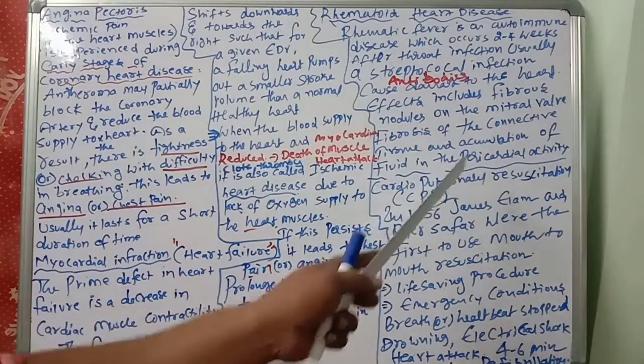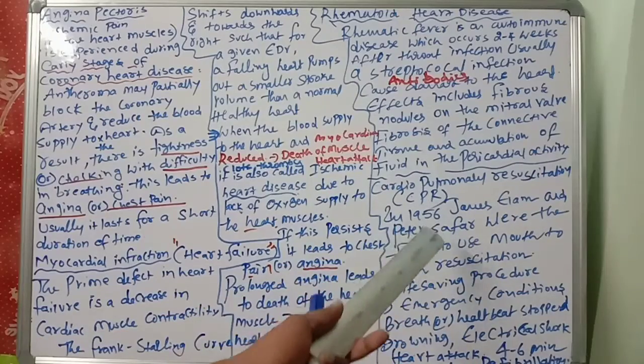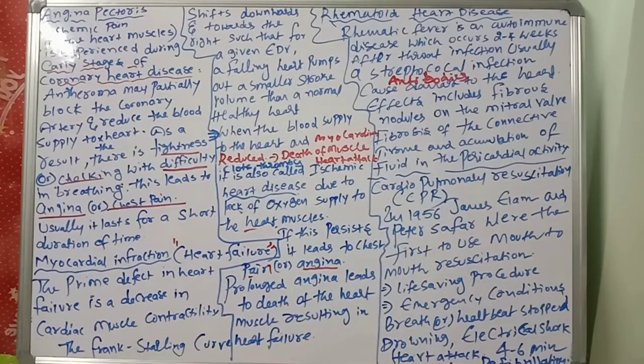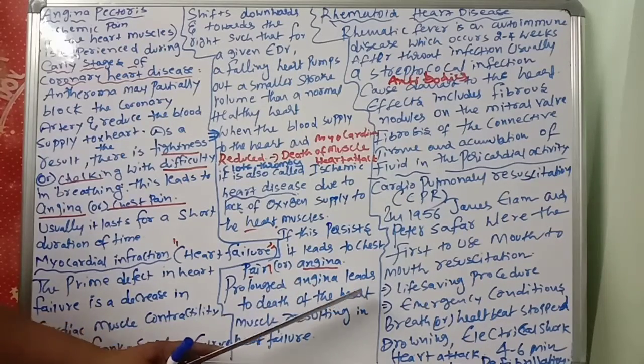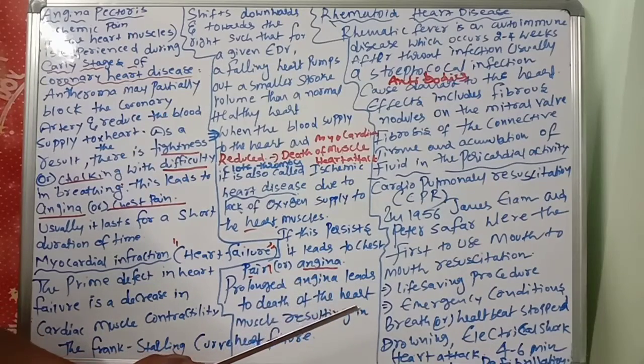Cardiopulmonary resuscitation, CPR: in 1956, James Elam and Peter Safar were the first to use mouth-to-mouth resuscitation. That is important. We can use this in emergency conditions, such as when a person's breath or heartbeat has stopped. It is a life-saving procedure, especially in drowning, electric shock and heart attack. CPR includes rescue breathing, achieved by mouth-to-mouth breathing to deliver oxygen to the victim's lungs, and external chest compression, which helps to circulate the blood to the vital organs.